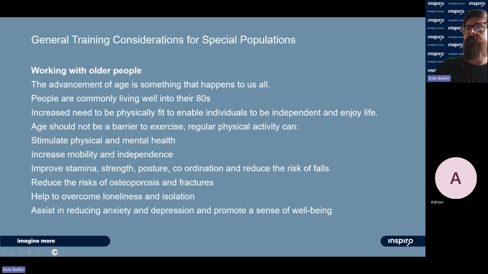Because, you know, as people tend to get older, and I've experienced this with in-laws and other people that I know, they just kind of say, oh, I'm too old to do anything. But we need to, as fitness instructors, educate them on why it's so important. And these are some of the benefits that they will gain from it.